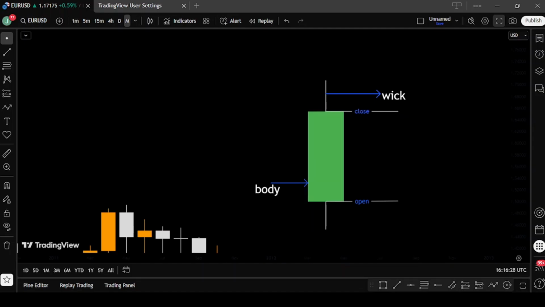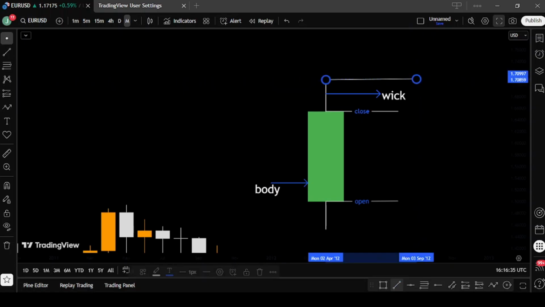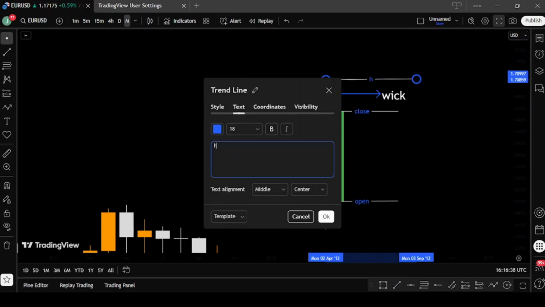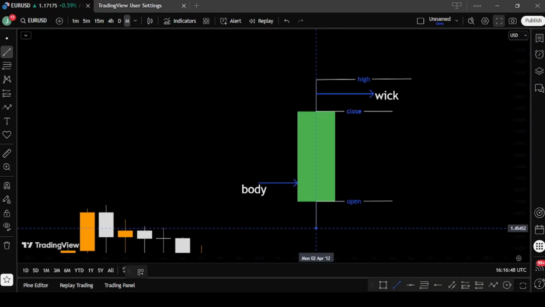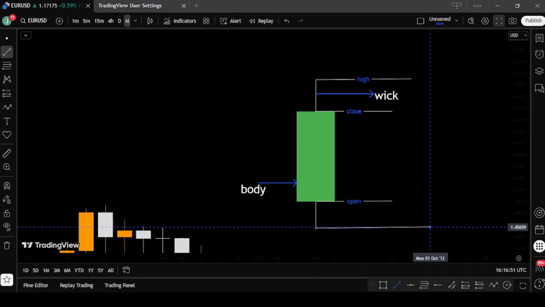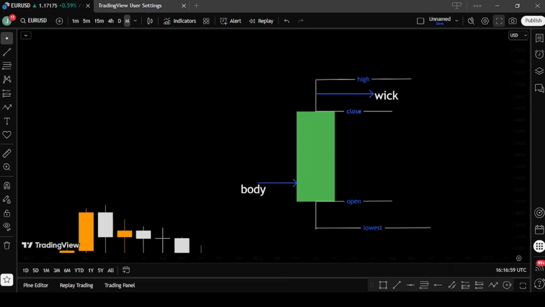So this top here is the highest price it got to. The top of the wick is the highest price it got to, so we just call it the high of the candle. And down here is the lowest price it got to. This is the low. So this is the anatomy of a candlestick.